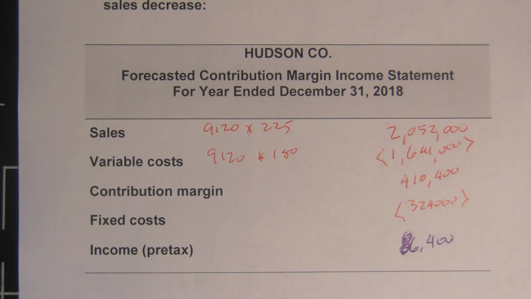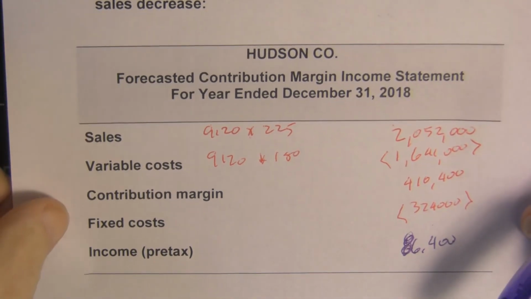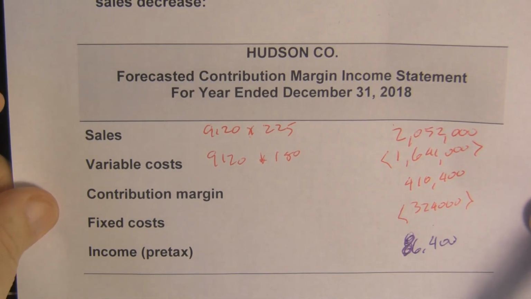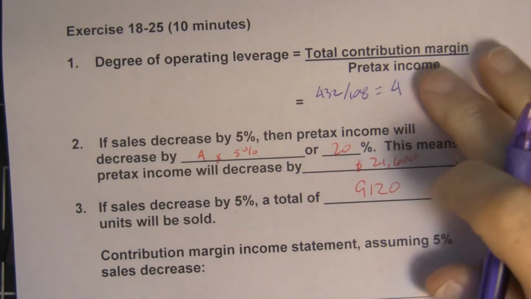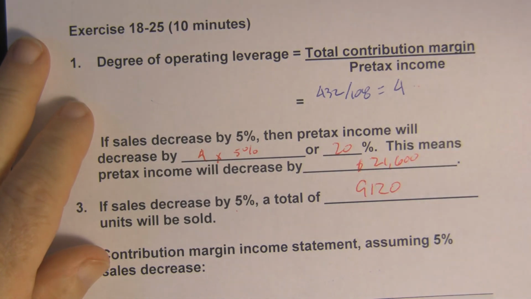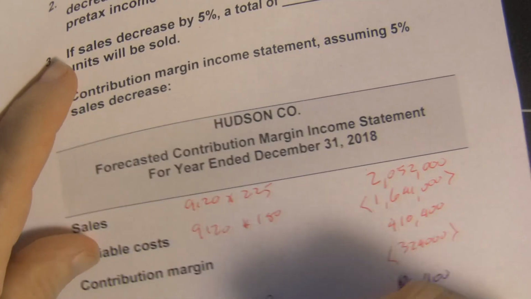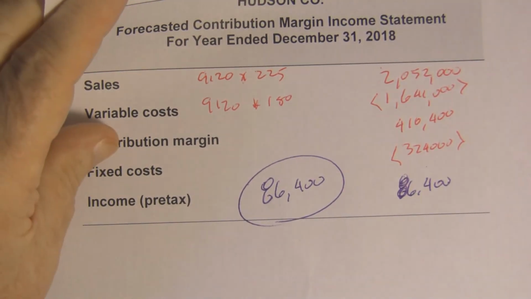And that number should look pretty familiar to you because that's the number we said it would be when we computed up top, when we said pre-tax income would decrease by 21,600. Subtract 21,600 from 108,000 and you get 86,400. So the pre-tax income, because of leverage, is $86,400, and that's what they wanted us to do.